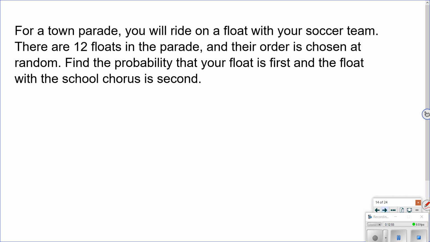Here's another one for a town parade. You ride on a float with your soccer team. There are 12 floats in the parade, and their order is chosen at random. What is the probability that your float is first and the float with the school chorus is second?